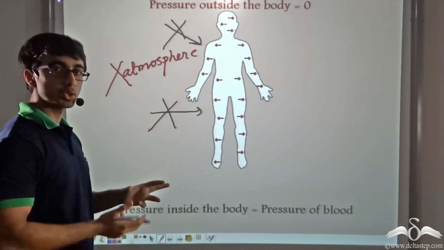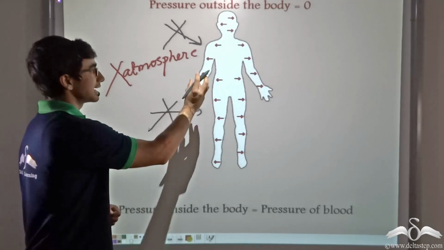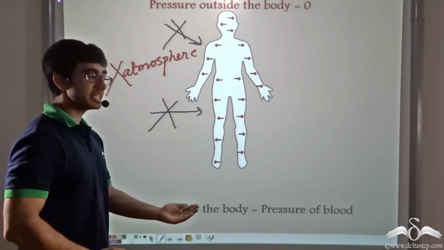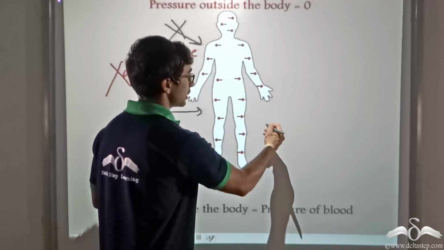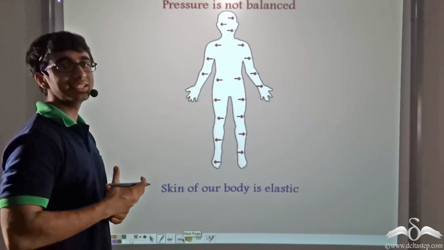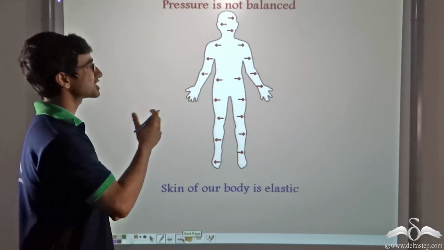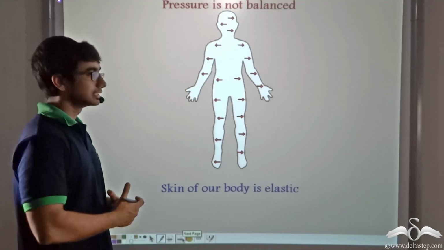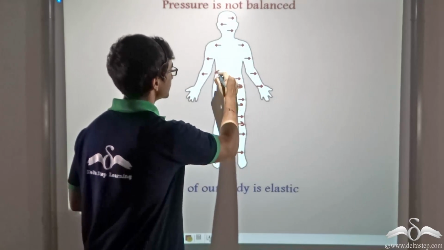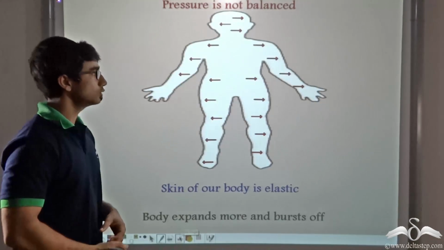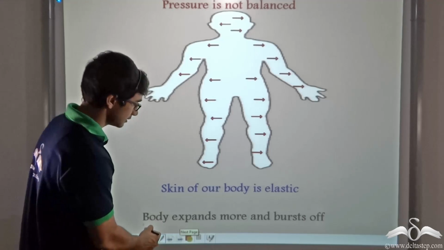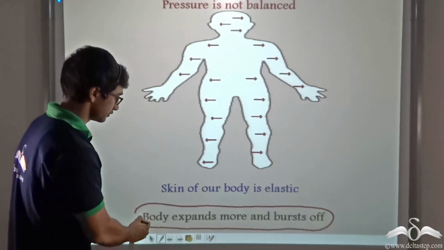However, blood continues to flow inside our body and it goes on exerting a pressure from inside the body. So as a result, the pressure inside the body equals the pressure of blood, but there is no pressure from outside to counterbalance it. The human skin, or the skin of any living being, is quite elastic. So when the pressure is not balanced from outside, the human skin starts to expand because of the pressure being exerted by blood while flowing in the vessels. So the human body goes on expanding, and a time will come when it reaches its limit and the body expands more and more and bursts.